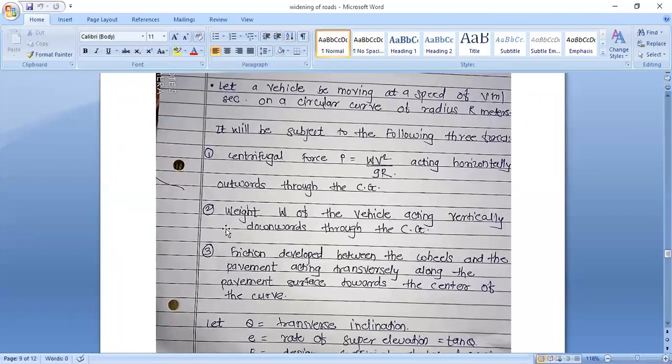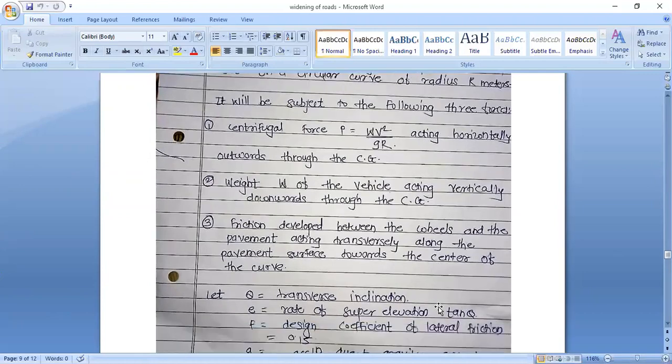Then the second force is the weight W of the vehicle acting vertically downwards through the center of gravity. Then the third is the friction force developed between the wheels and the pavement, acting transversely along the pavement surface downward to the center of curve.